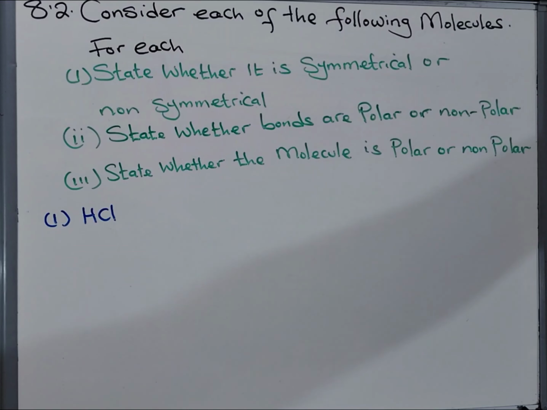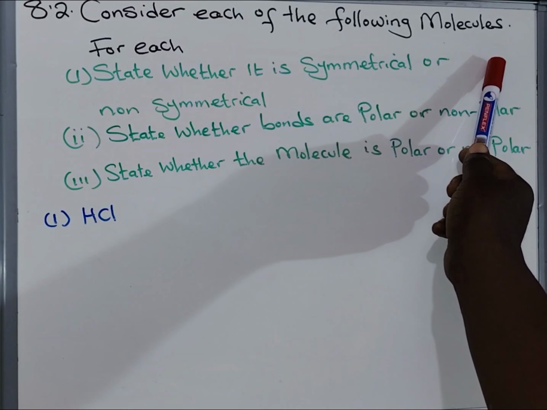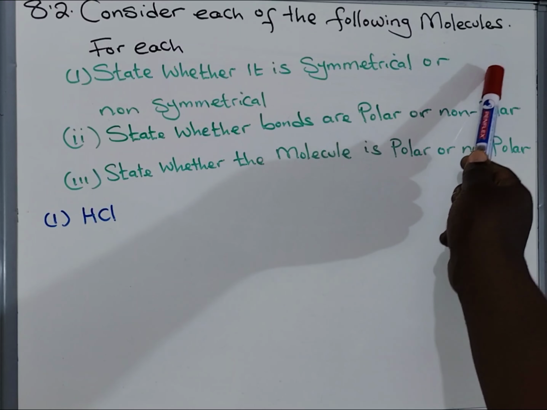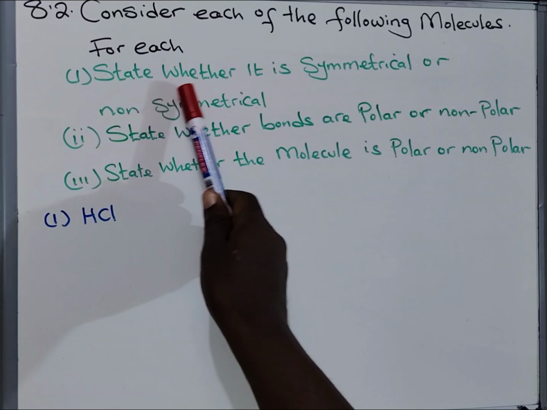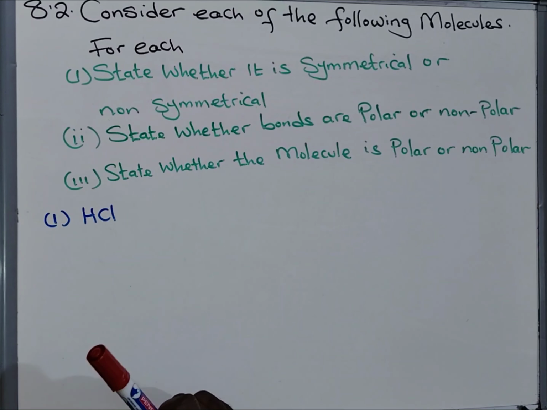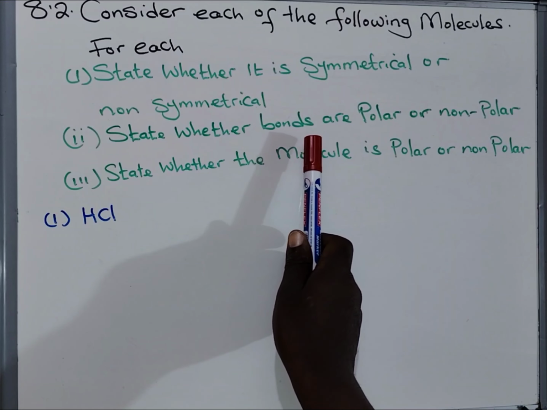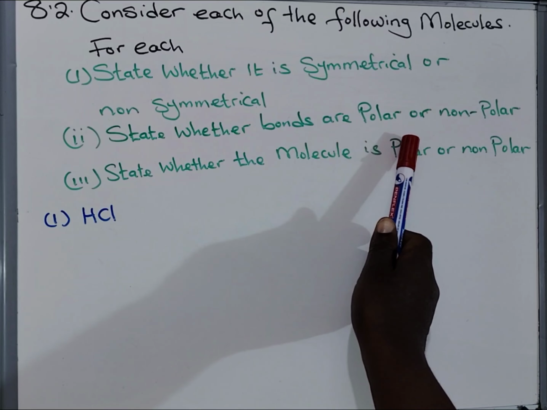Okay, today we are looking at this question. It says to consider each of the following molecules. For each, one, state whether it is symmetrical or non-symmetrical. Two, state whether bonds are polar or non-polar. And then three, state whether the molecule is polar or non-polar.